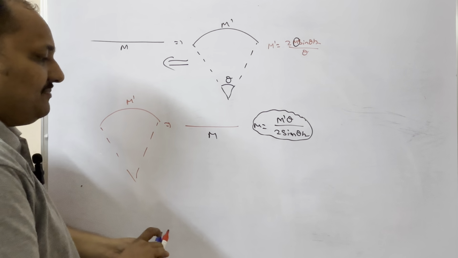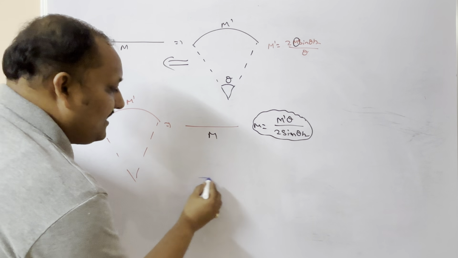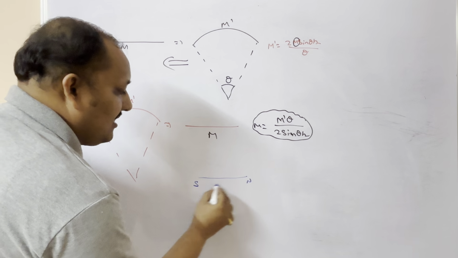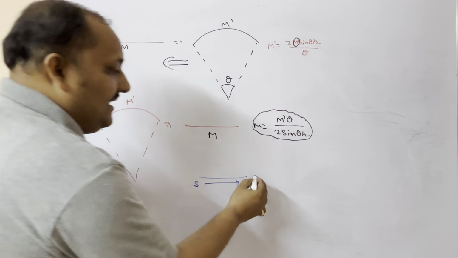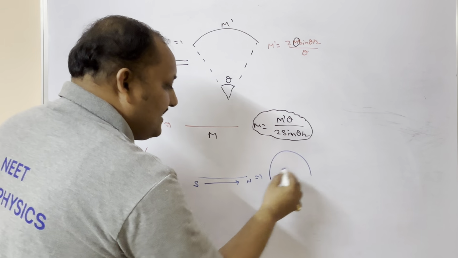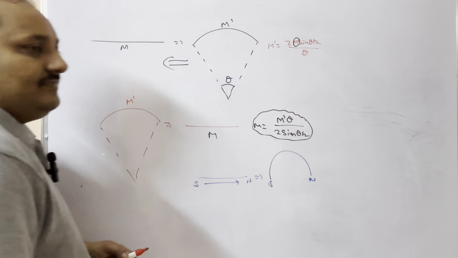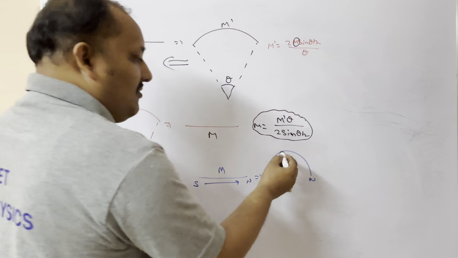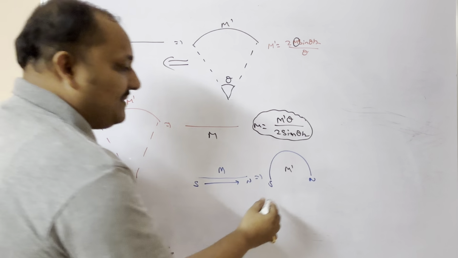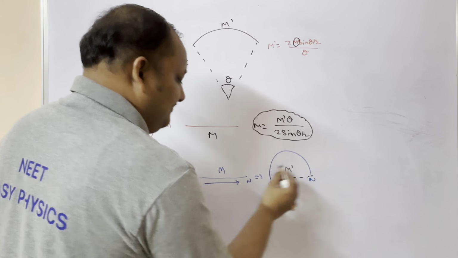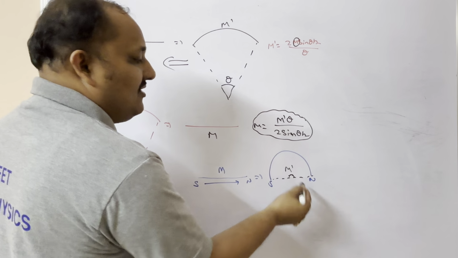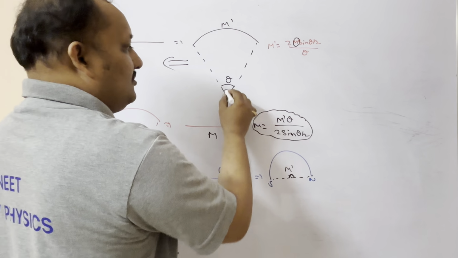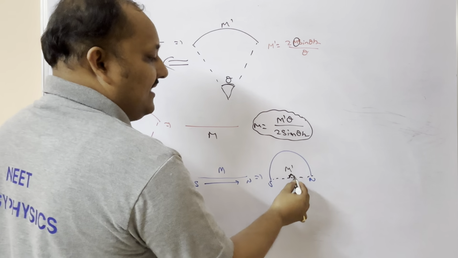Now we will see one simple problem you can do easily. So this is a south-north magnetic moment. It is bent in the form of a semicircular arc shape. Then what is the new magnetic moment of this? This is m. Now what is the angle here? So here the angle theta is 180 degrees.